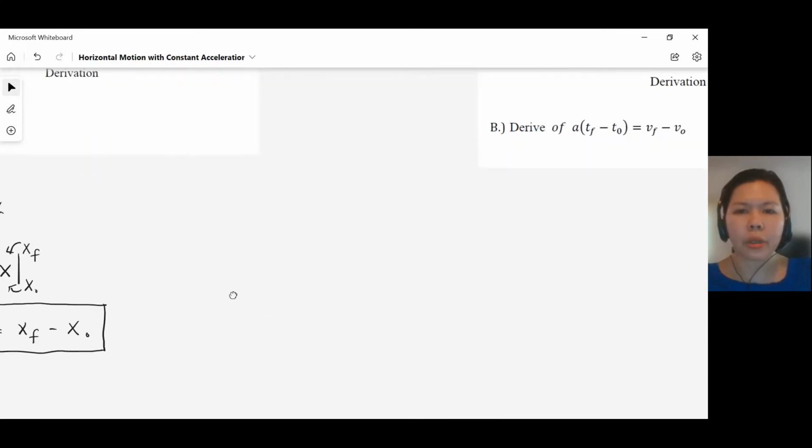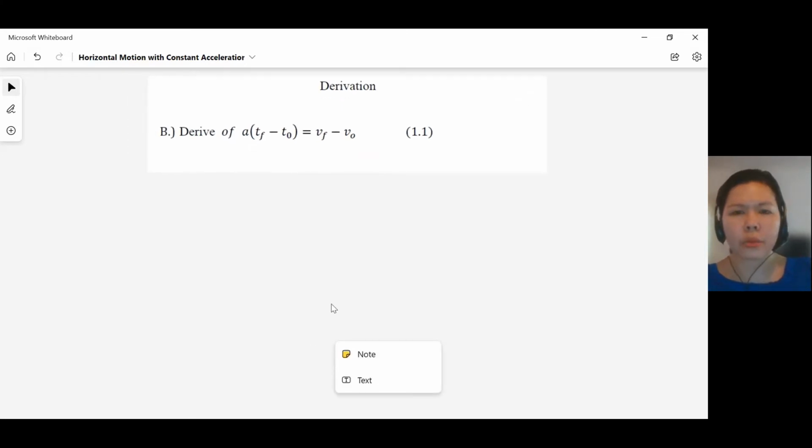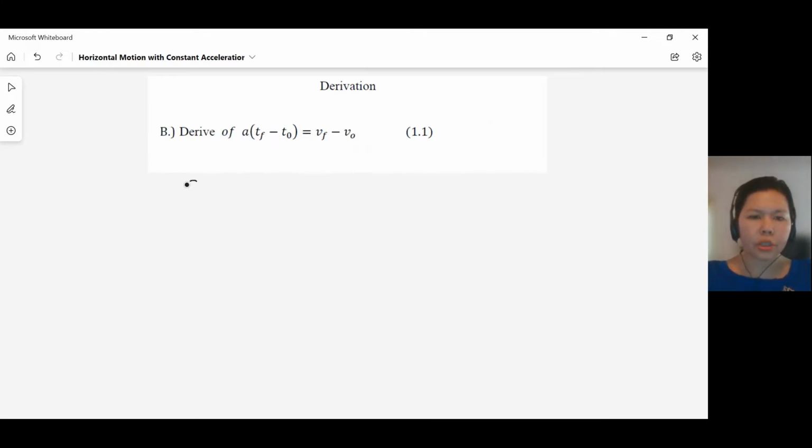Now we will derive the first equation for our horizontal motion with constant acceleration. We now derive equation 1.1, and this is derived in a similar manner as our previous derivation for instantaneous velocity. Here we have instantaneous acceleration a. We derive this by recalling the definition for instantaneous acceleration a, which is just dv over dt. And so we have dt here. We can transpose to the left. It becomes a dt equals dv.